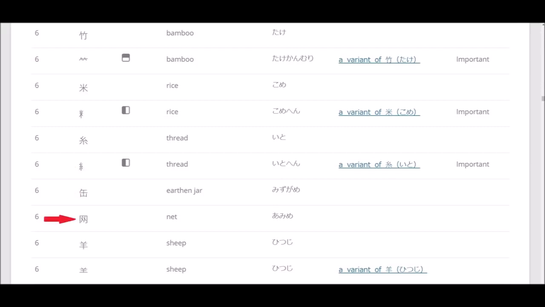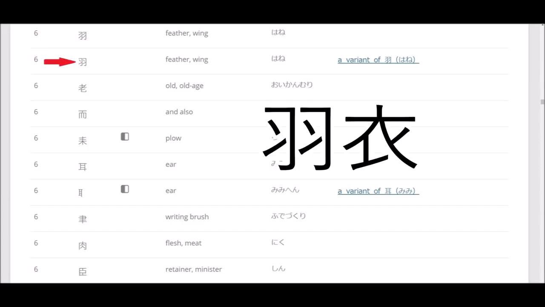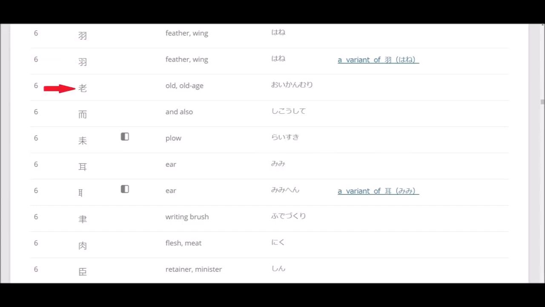Mizugame, earthen jar. Amime, net. Hitsuji, sheep. Hitsuji again, sheep. And it's a variant, you'll see it's squished and there's a little line on the bottom of it. Hane, feather, wing. So again, that's the ha of Seres' hagoromo. Oi kamuri, old age, and this came up earlier if you'll remember. This shows the whole kanji though.